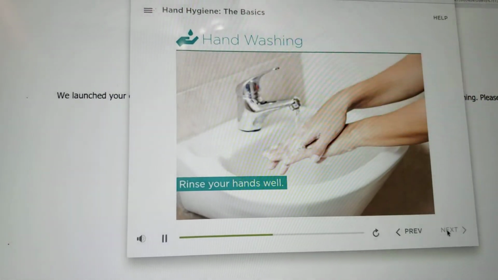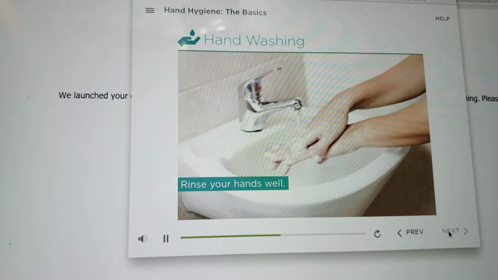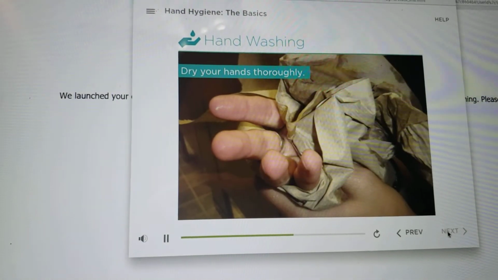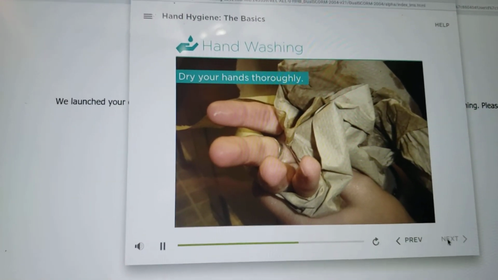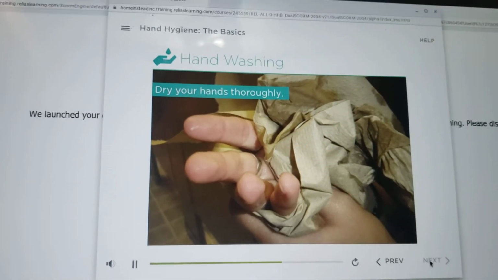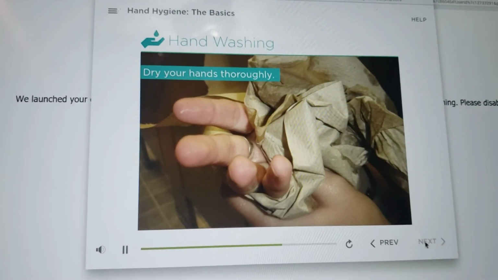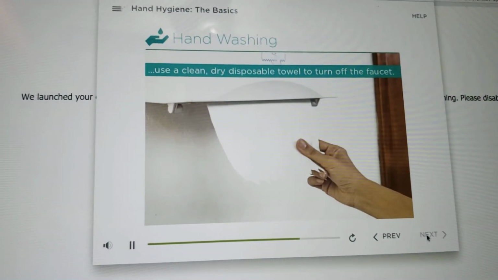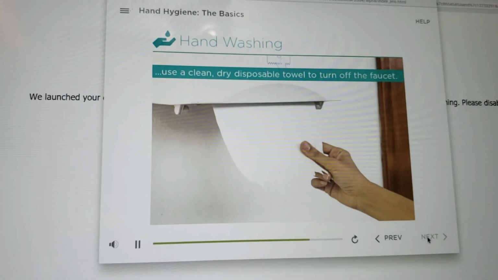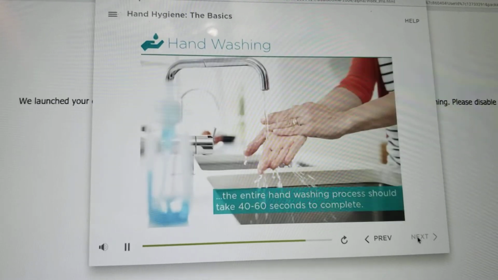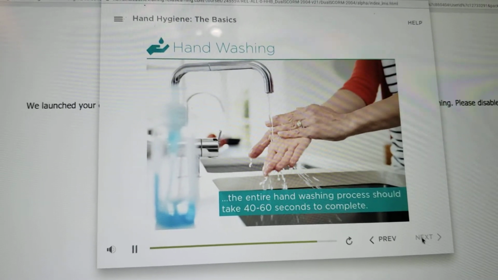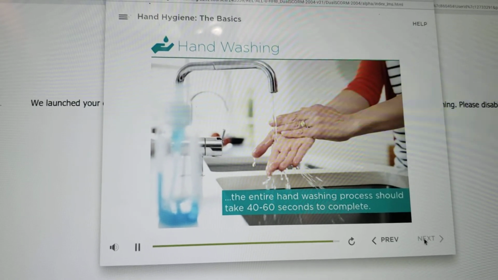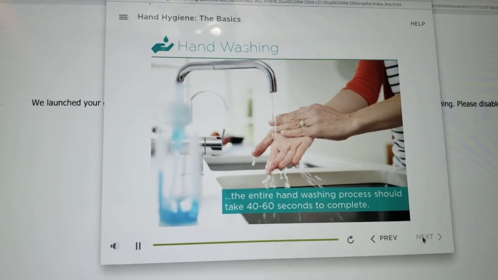Rinse your hands well under running water, keeping your fingertips pointed downward. Do not shake the water from your hands. Dry your hands thoroughly with a clean, disposable towel. Drop the towel in a trash can without touching the container. Then use a clean, dry, disposable towel to turn off the faucet. According to the World Health Organization, the entire hand washing process should take 40 to 60 seconds to complete.